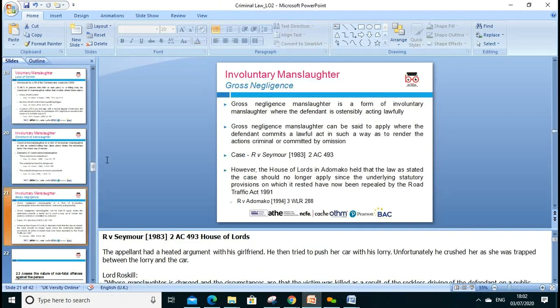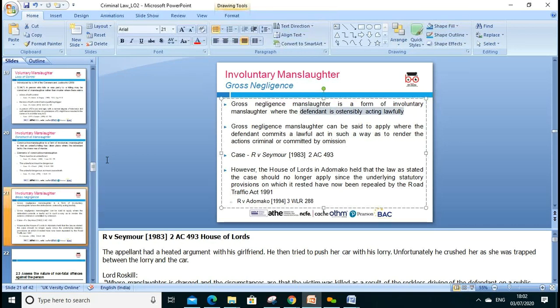Okay. Involuntary gross negligence. Do we know what we learn about gross negligence in employment law? Gross negligence manslaughter is the form of involuntary manslaughter where the defendant is ostensibly acting lawfully. It can be said to apply where the defendant committed a lawful act in such a way as to render the action criminal, or committed it by omission.